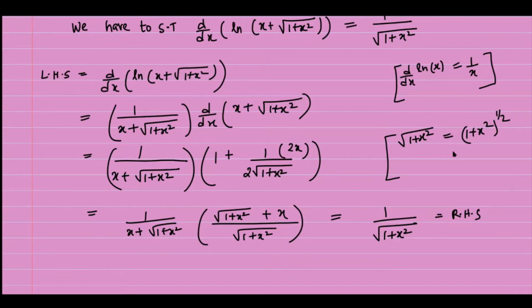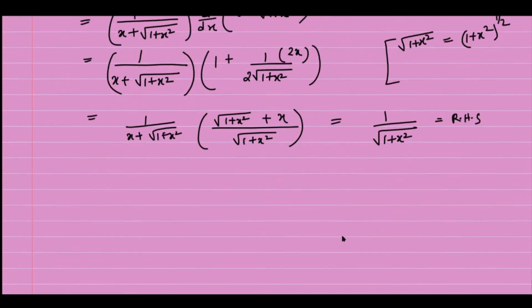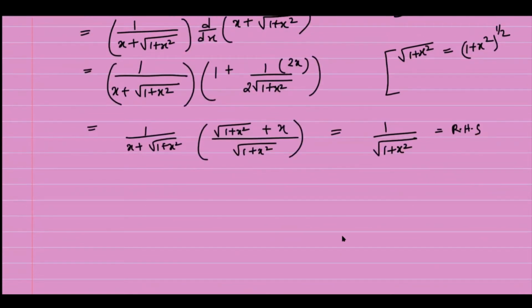Now we will do in the same way as we found the formula for the inverse hyperbolic sine function. In the same way we can do it for the cosine function.